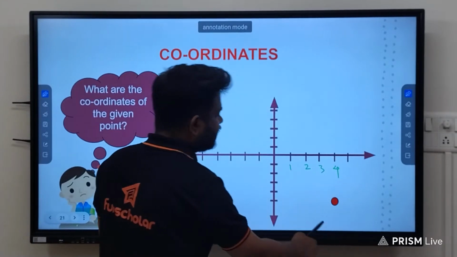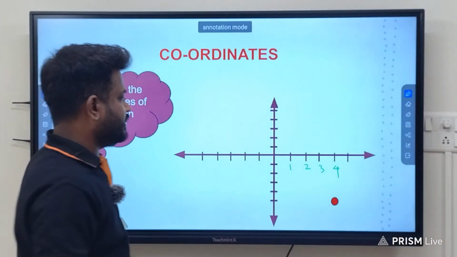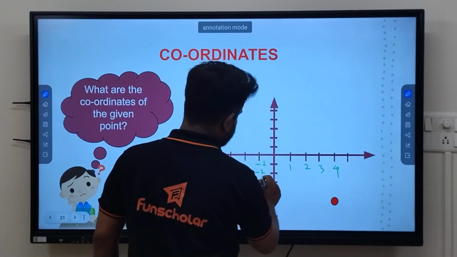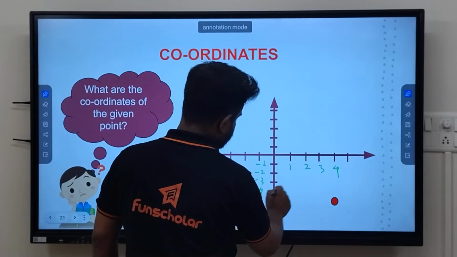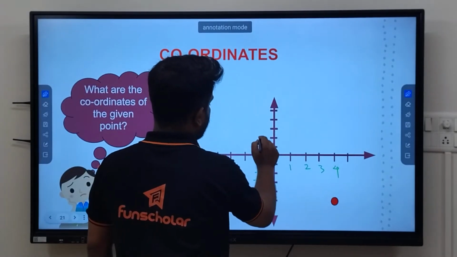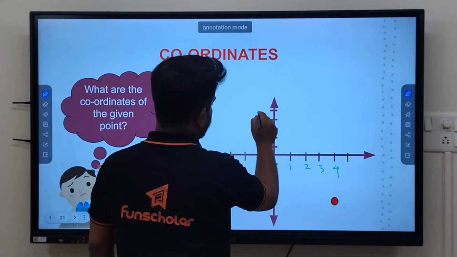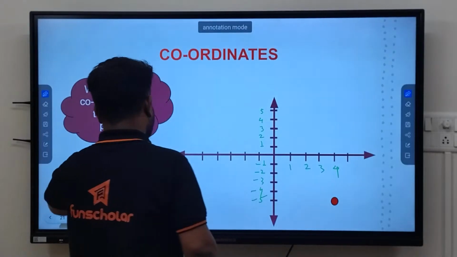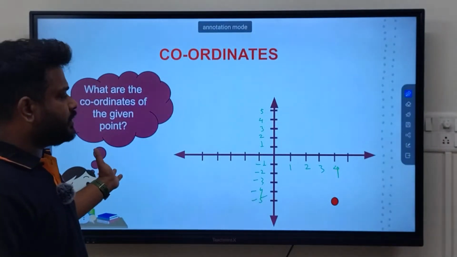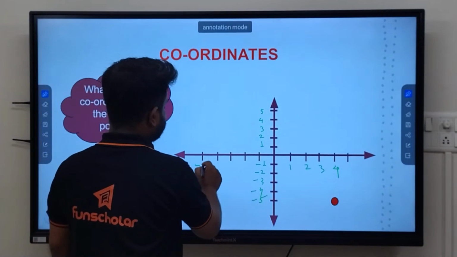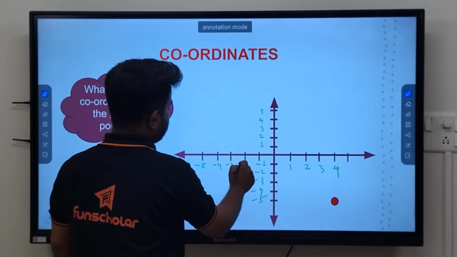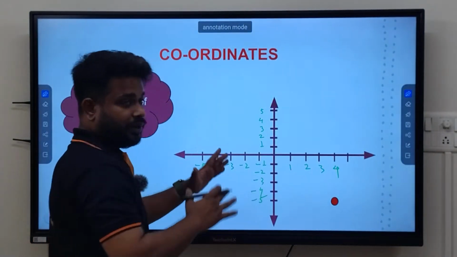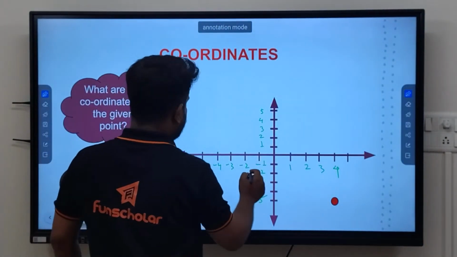But for this one, this is the negative y axis, so we have to write it like minus 1, minus 2, minus 3, minus 4, minus 5, and this one will be 1, 2, 3, 4, 5. This one also, I have already done in the previous one. This will be minus 5, minus 4, minus 3, minus 2 and minus 1.